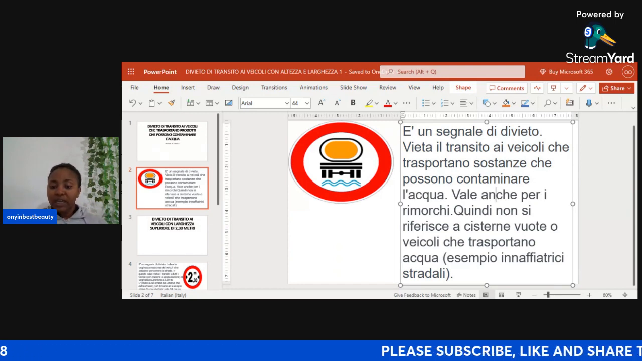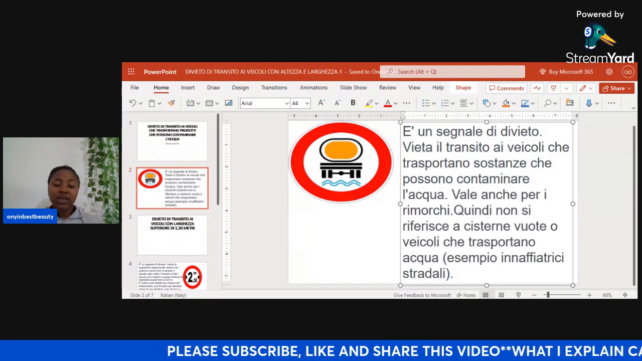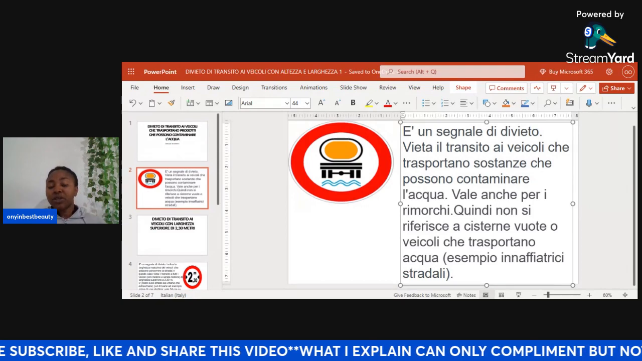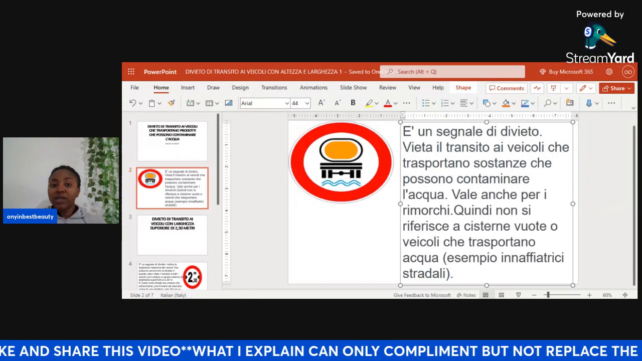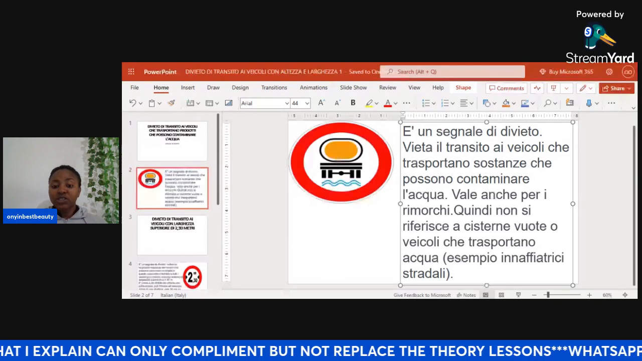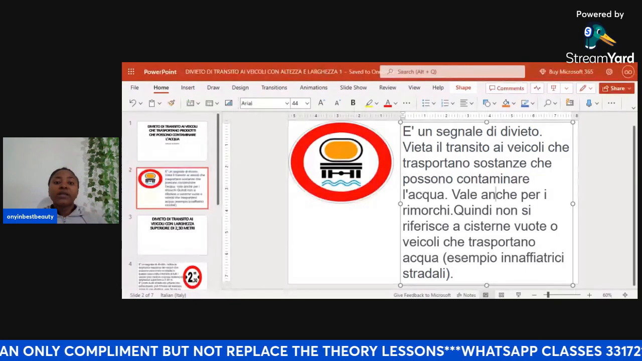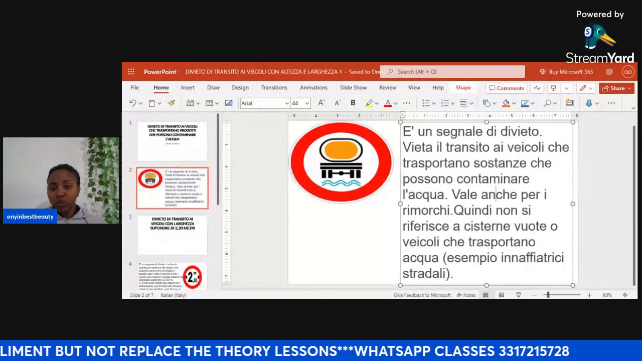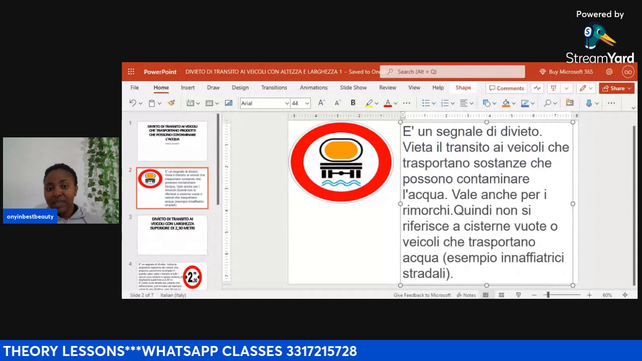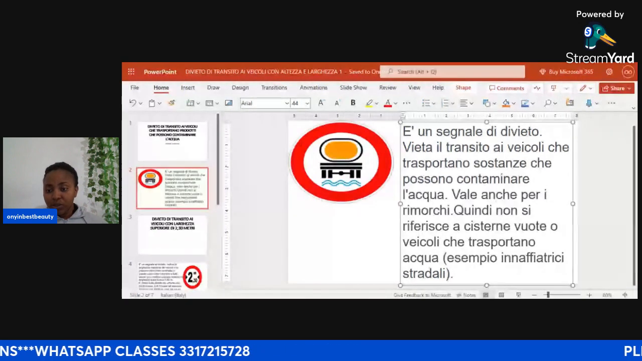What it is referring to are those vehicles that carry materials that can actually contaminate water. Esempio, innaffiatrici stradali. Those types of vehicles that carry water, for example, like the one that wets the road, are not forbidden to enter. They carry water, these are the innaffiatrici stradali, the wet road vehicles, so they are not forbidden to enter. The only vehicles forbidden, I repeat, are vehicles that carry substances that can contaminate water.